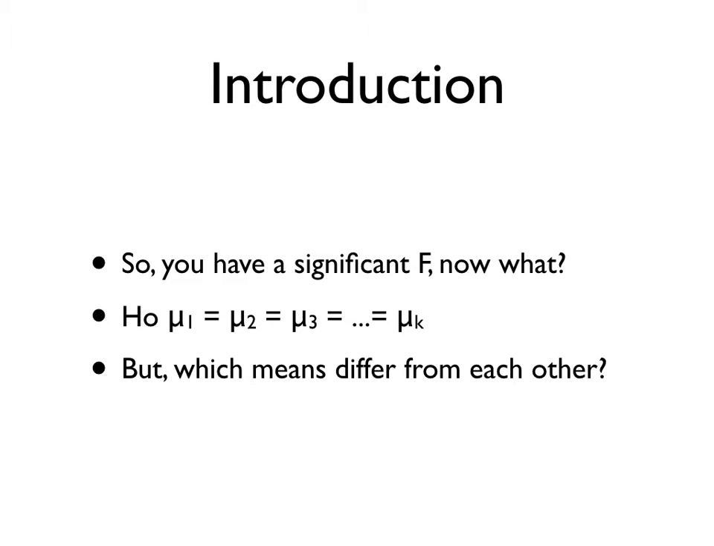So, but that's a question you might want to know, right? Like the null hypothesis is that all the means are the same. The HA is that at least two are different, but doesn't say which two. And you might want to know that. You might not want to, right?